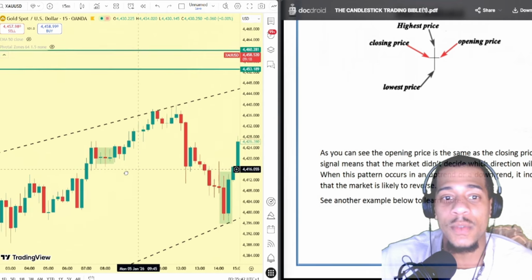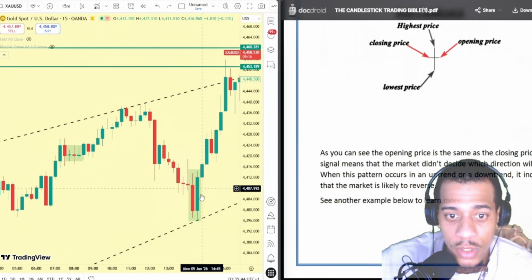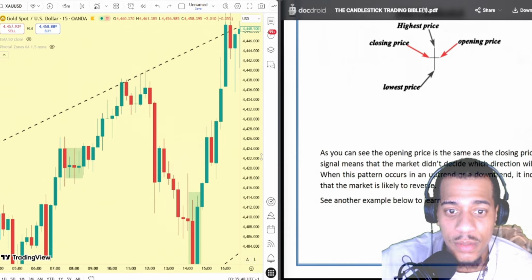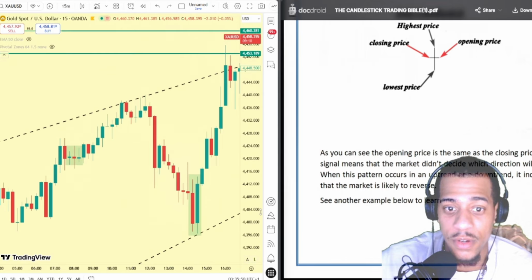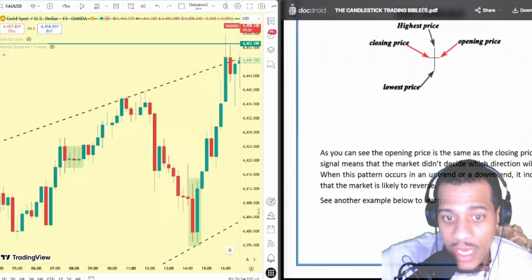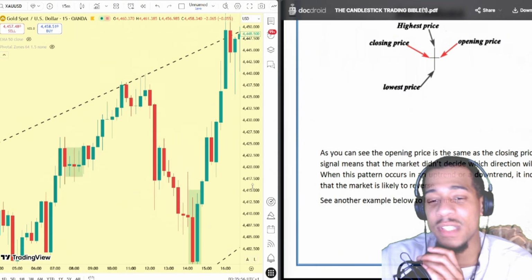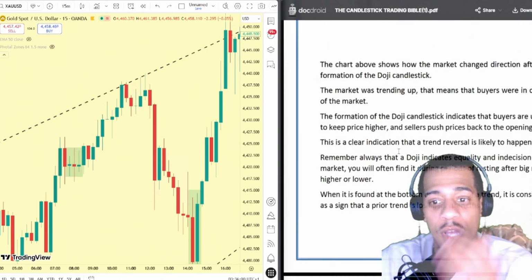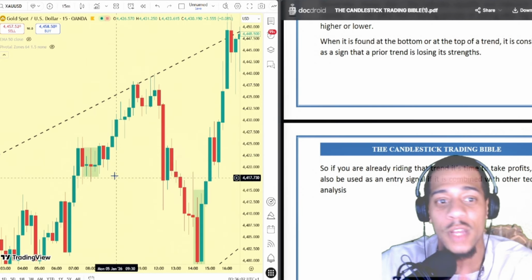Fair value gap as well, for sure. I see it. I didn't even peep it at first. And that's more adding on to understanding the close, the open, and what you're looking at.